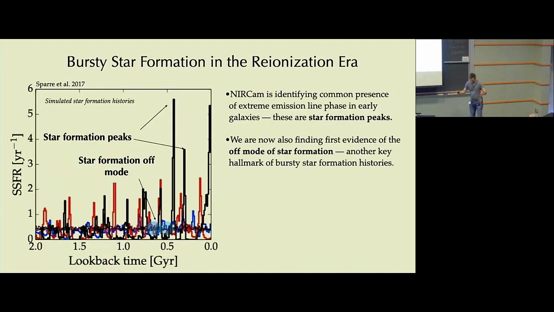Okay, so just to sum up the sampling of the kinds of galaxies we're seeing, I think NIRCam is identifying the common presence of extreme emission line galaxies. These are likely in this peak phase of their star formation, but now for the first time we're also finding evidence of objects in this mini-quenched or off-mode phase between the bursts. Okay, we're getting the samples now where I think we're finding evidence of both phases of the bursty star formation in these early galaxy samples.